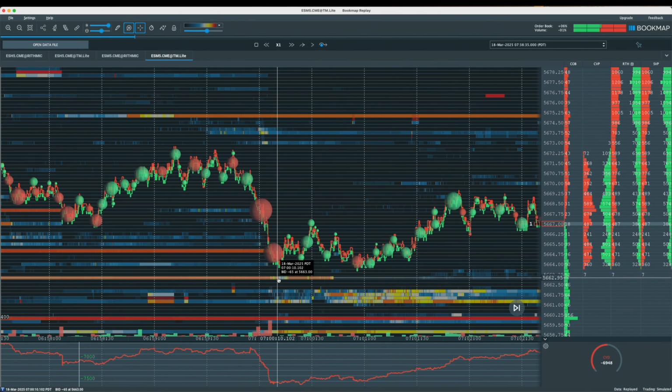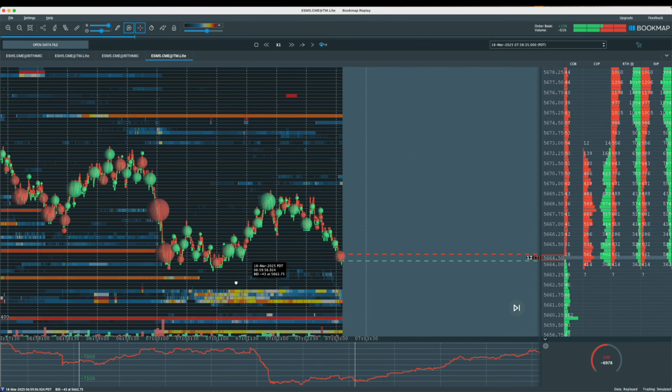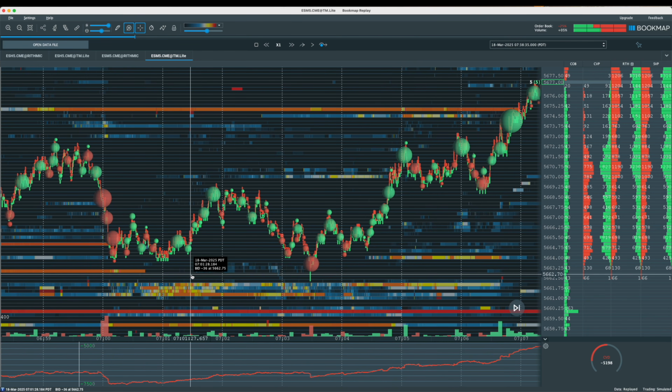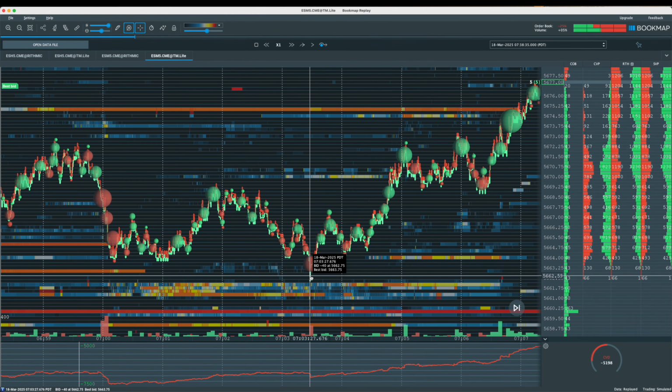So here's an example right here. There was an order for like 72 contracts. Price never hit it. And then he lifted his order. So it did come down and then pop back up.